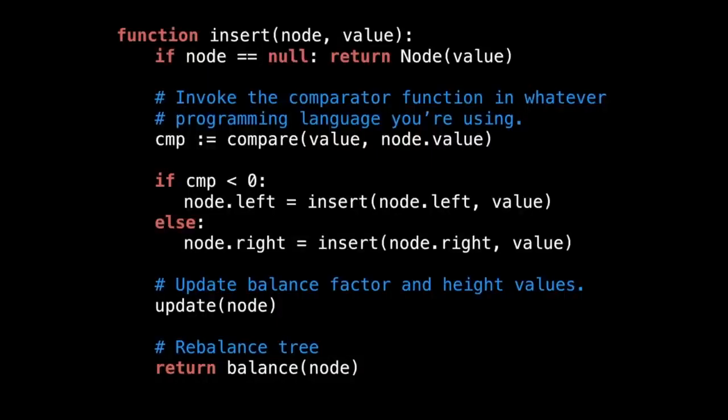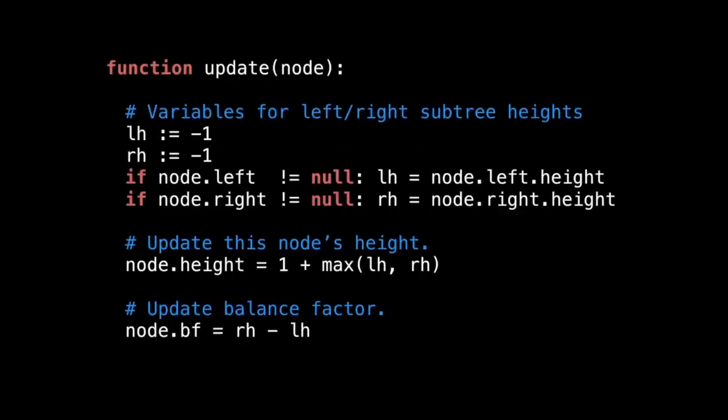Now, let's take a look at the update and balance method and what they're actually doing. The update method updates the balance factor and height values of our node. So to calculate the height of the node, we get the maximum height of the left and the right subtrees and then add 1. Notice that I initialize the left and the right subtree heights to be -1. This is because it will cancel out with a +1 with the max function in the case where the node has no subtrees, giving the correct height of 0 for leaf nodes.